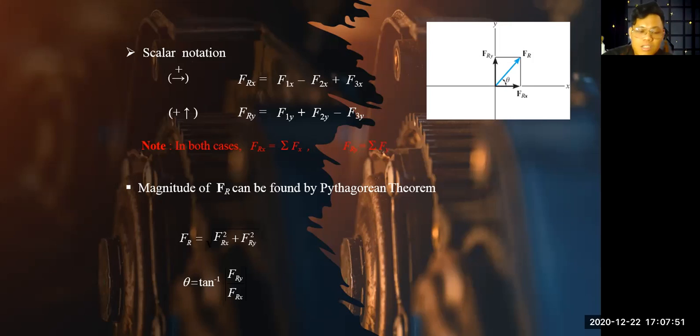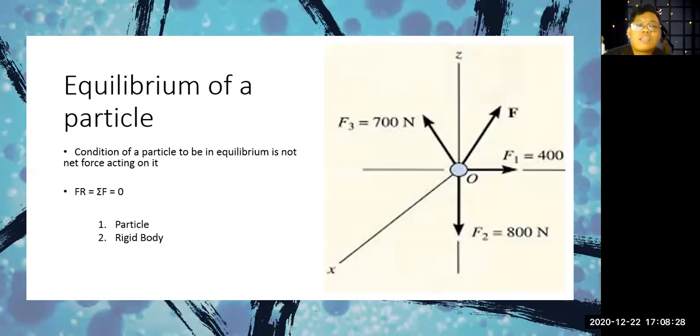To get the angle, it equals tangent to the power of negative 1 of F_Ry over F_Rx, because tangent is opposite over adjacent. So for the angle we obtain that F_Ry is opposite the angle that we select, and adjacent is F_Rx. We're going to get that answer.